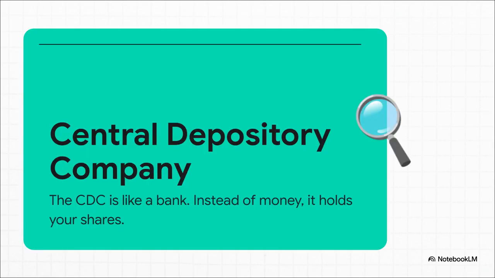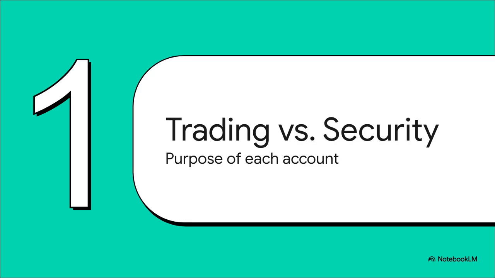Okay, first things first, let's just quickly get on the same page about the CDC, the Central Depository Company. It's basically the backbone of the whole system. The easiest way to think of it is like a bank, but instead of holding your money, it electronically holds and protects all your shares. Both of these accounts we're talking about live inside this system, just in very different ways. Now, if you want to understand the real difference here, you've got to get their core purpose. It all boils down to one simple question. Are you here for active, day-to-day trading, or are you focused on long-term security?